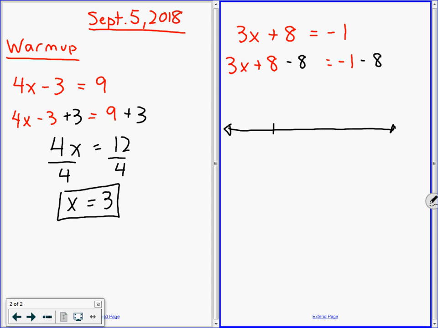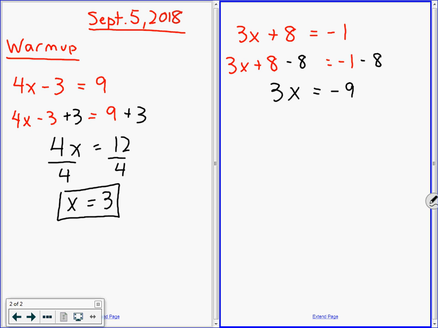So anyway, if you have negative 8, if you're going to subtract, you go this way. If you add, you're going this way. So negative 8 and then minus 1 is going to negative 9. I go that way. So I'll print out a number line maybe. So then we'll go 3x equals negative 9.